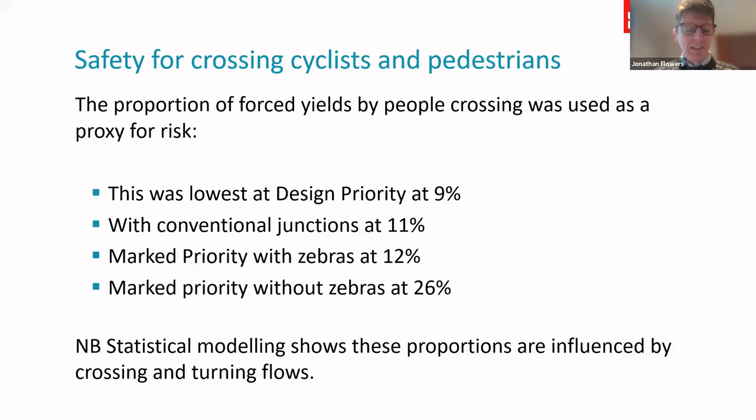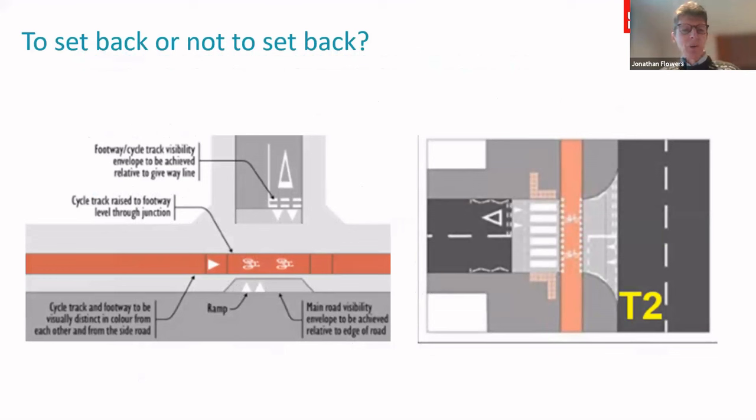So on the next slide, just considering the question: to set back or not to set back. So that's the question. Design priority junctions like the one you see on the left with no setback have a high proportion of occasions when the person crossing doesn't yield. In our study, it was 91%. And this is lower with partial setback at 77%. Forced yields are low with no setback at 8% and higher with partial setback at 19%.